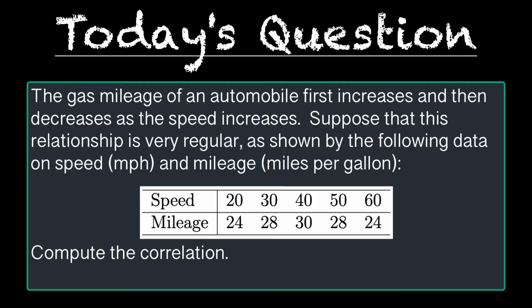The question we're working on today is, the gas mileage of an automobile first increases and then decreases as the speed increases. Suppose that this relationship is very regular, as shown by the following data on speed and mileage.